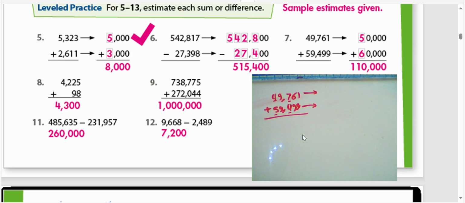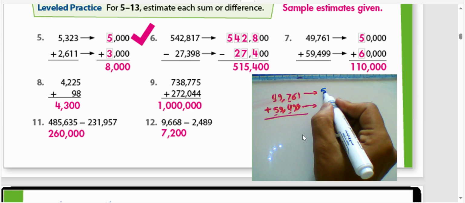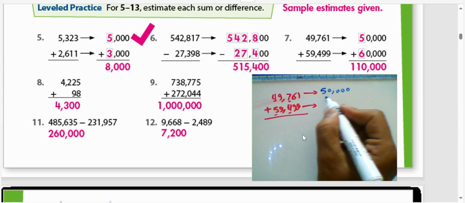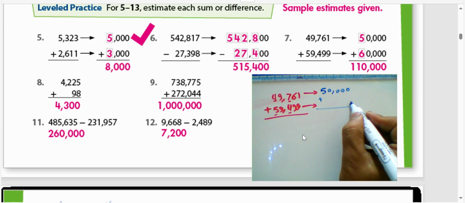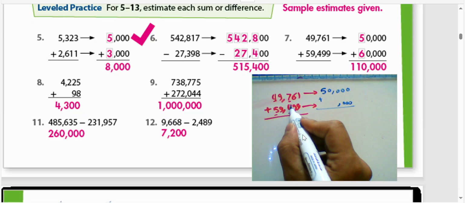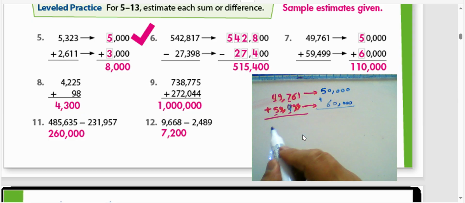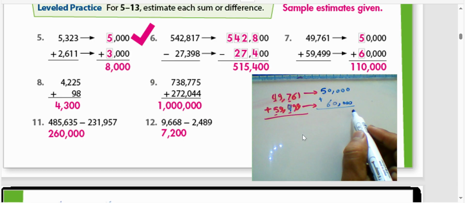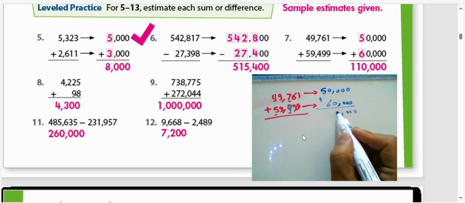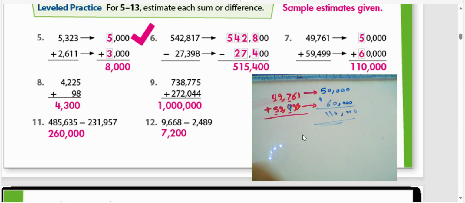So 10,000 here, 4. 9 can give 1 or not? Yes, 9 can give 1 to 4. 4 will be 5, and then write 0 and 3 zeros. Here, write 3 zeros, and we can write 0 also. 9 can give 1 to 5, yes, it will be 6. Then you can add together, 0 plus 0, 6 plus 5 equals 11. The result will be 110,000.